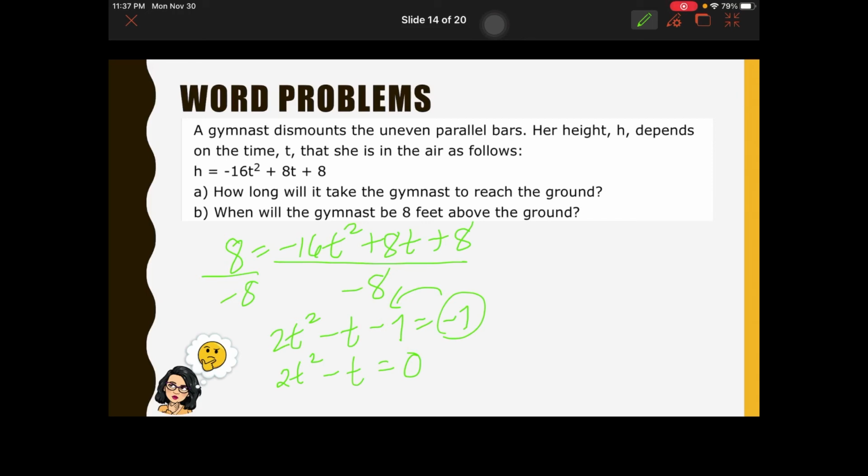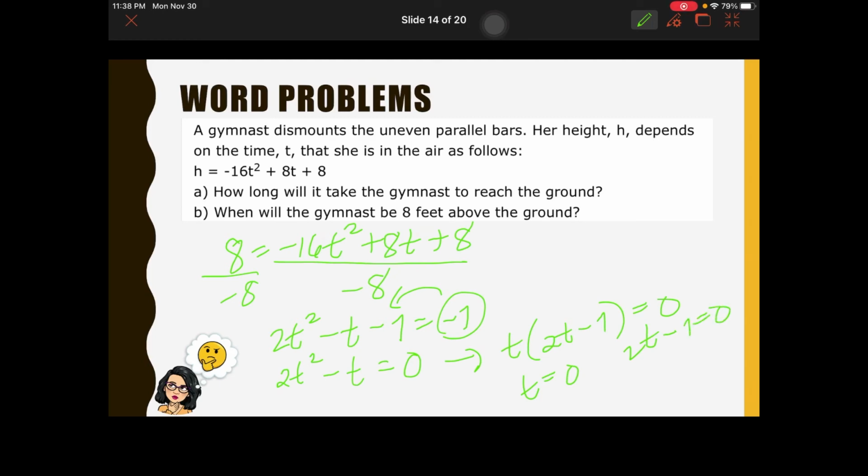Tapos, anong gagawin natin? Let's try to solve this. So, if you notice, pareho po ang terms natin may t. So, if we factor that out, magiging itsura nito ay t times 2t minus 1 equals 0. So, gagamitan po natin siya ulit ng zero product property. So, we will be getting t is equal to 0 and 2t minus 1 is equal to 0.